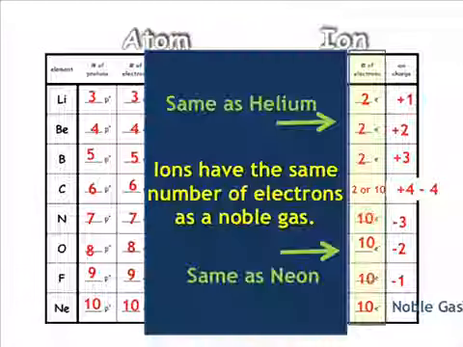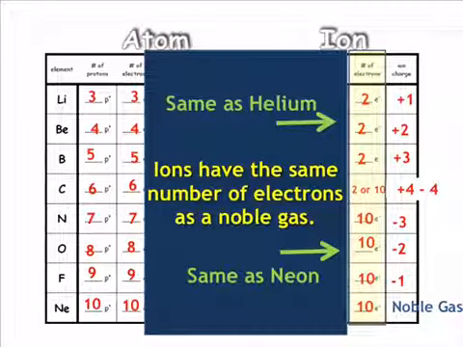So after that change, so here we look at the number of electrons in the ion. We find that helium has 2 electrons, and that's our noble gas. Lithium now is what we call isoelectronic.